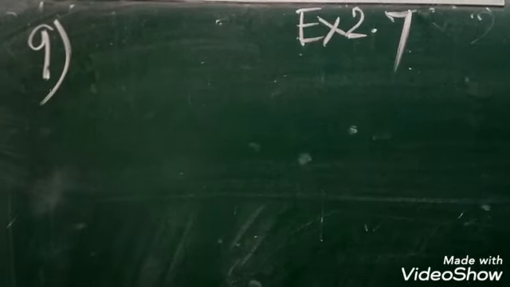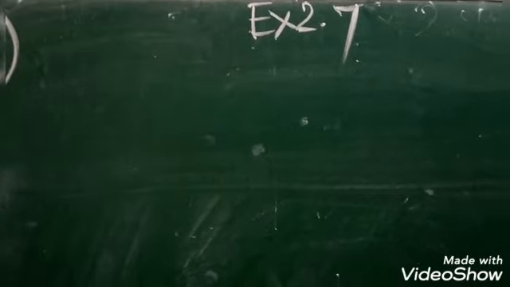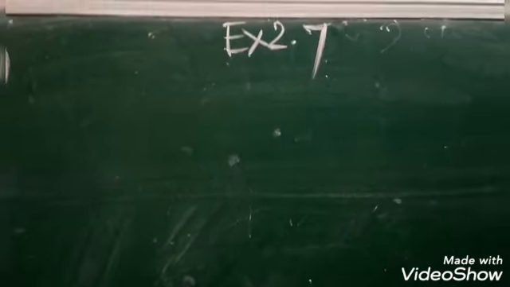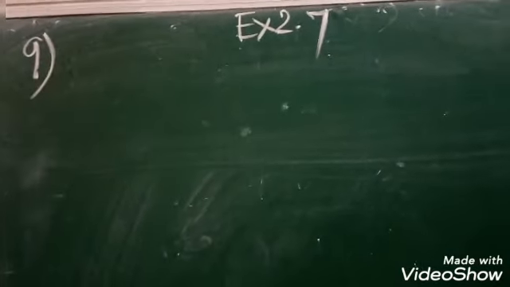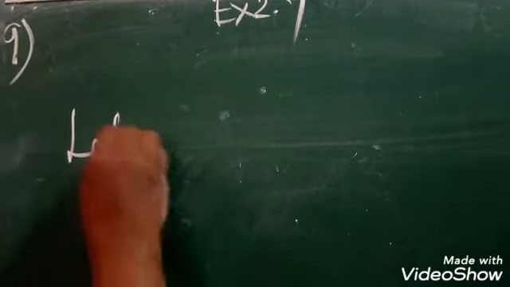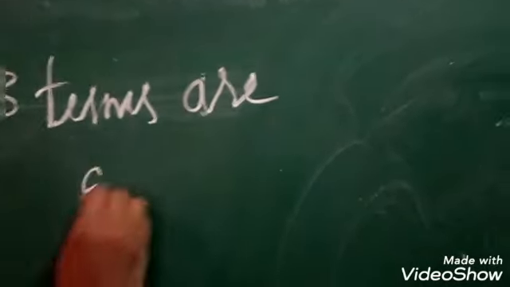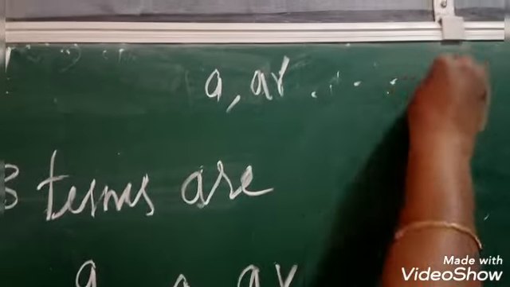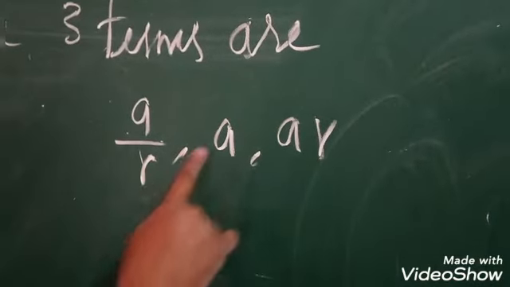See girls, ninth sum. In a GP, the product of three consecutive terms is 27 and the sum of the product of the terms taken two at a time is 57 by 2. Find the three terms. In an AP, you take the consecutive terms a minus d, a, a plus d. But here in GP, let the three terms be a by r, a, ar. The GP form is a, ar, and it goes on, but for three consecutive terms you have to take them like this: a by r, a, ar.